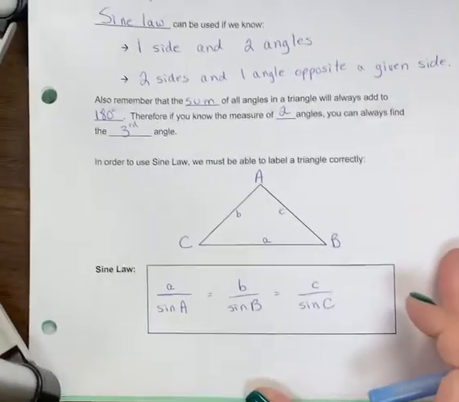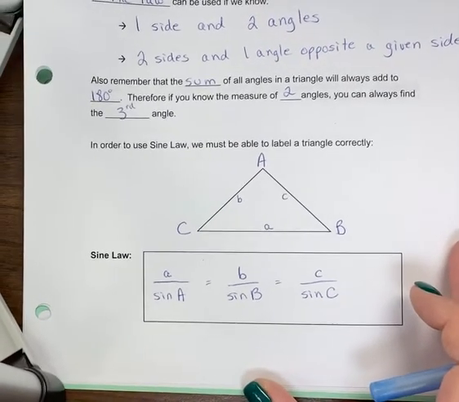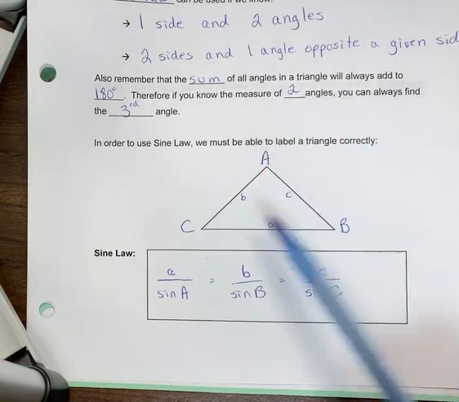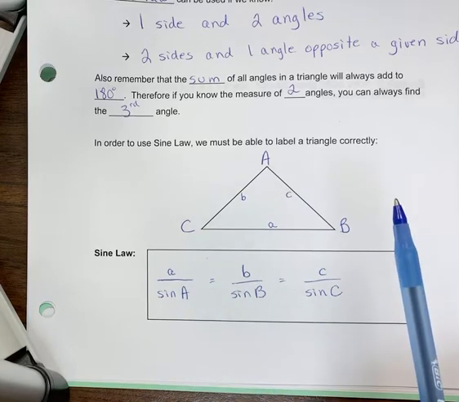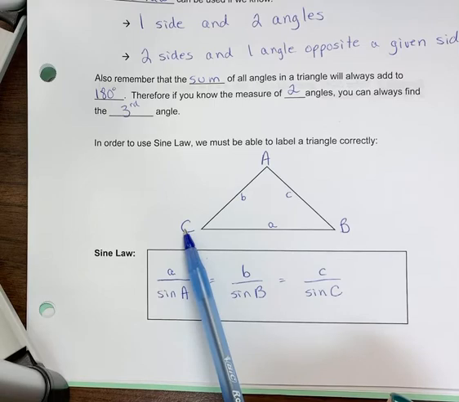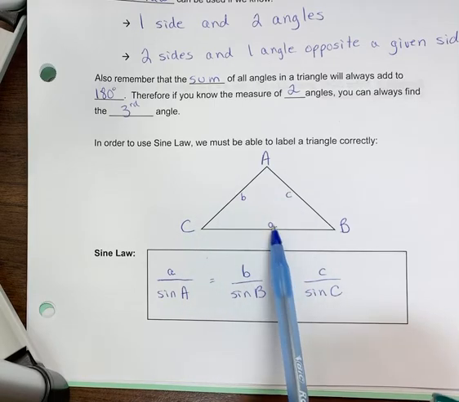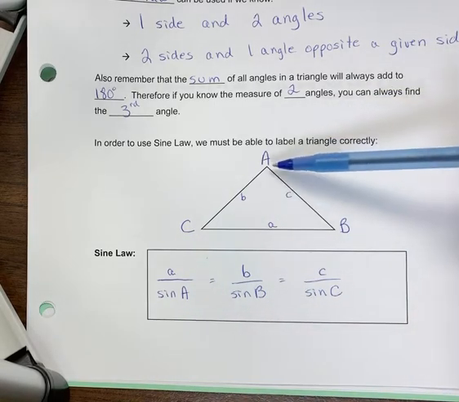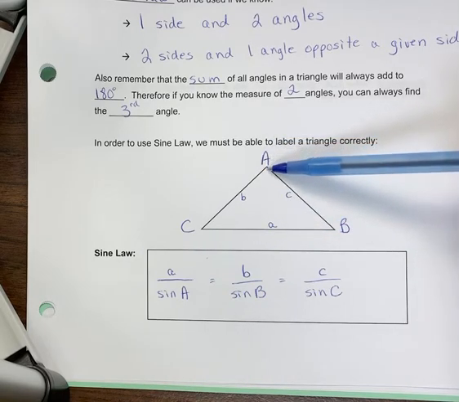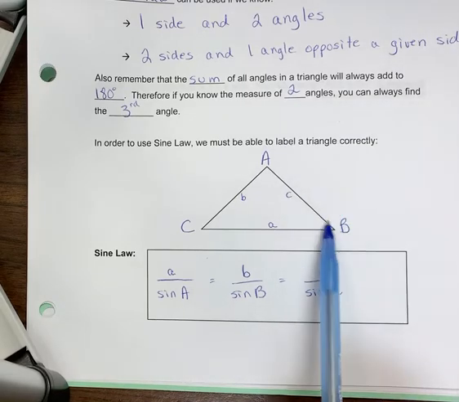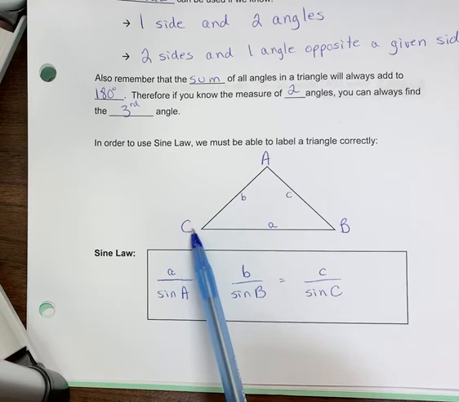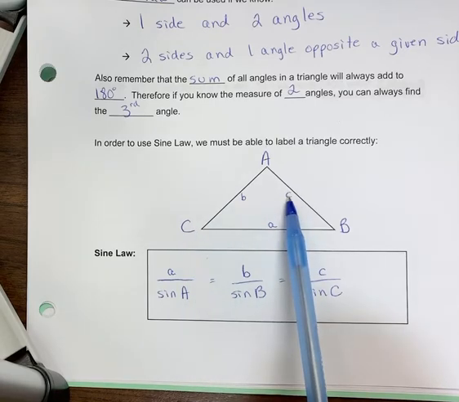The other thing that's important is we need to remember how to label a triangle properly. So I've labeled this triangle ABC. I just chose three letters. It doesn't necessarily matter. What does matter is that I use capital letters for the angles and I use lowercase letters for the sides. So the opposite side and angle line up. If this is angle A, opposite is side a. This is angle B, opposite is side b. This is angle C, opposite is side c.